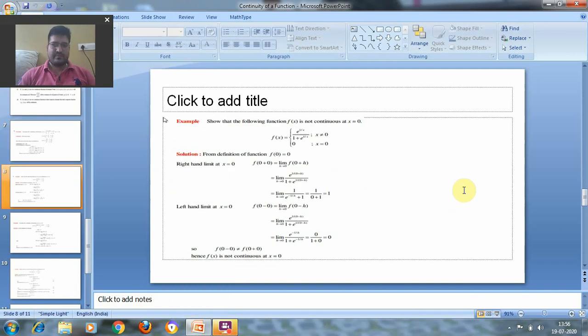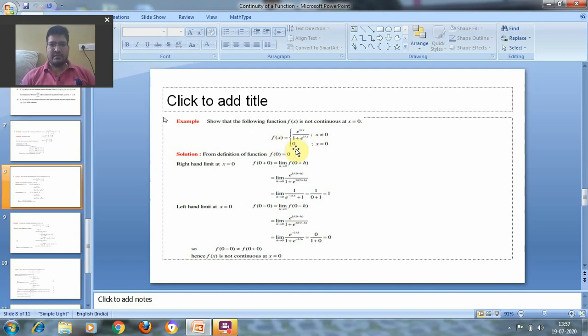Next question. Show that the following function f(x) is not continuous at x = 0, right? The function is defined as f(x) = e^(1/x)/(1 + e^(1/x)) when x is not equal to 0. What it means is x greater than 0 and x less than 0. And at x = 0, the function has value 0.